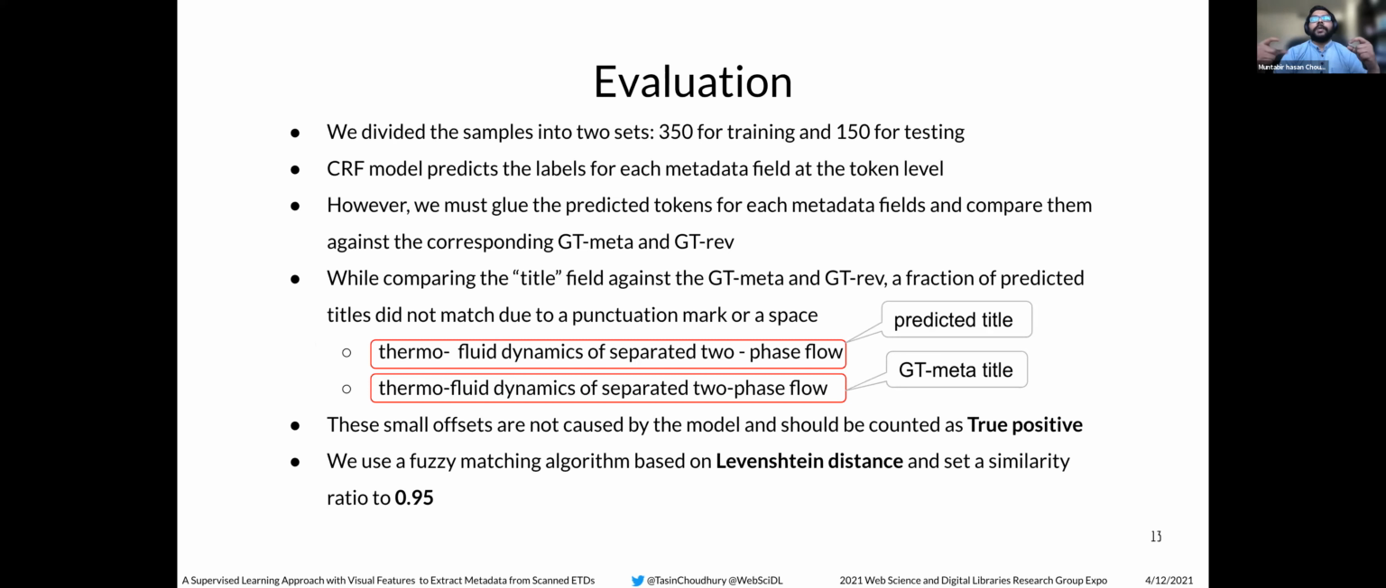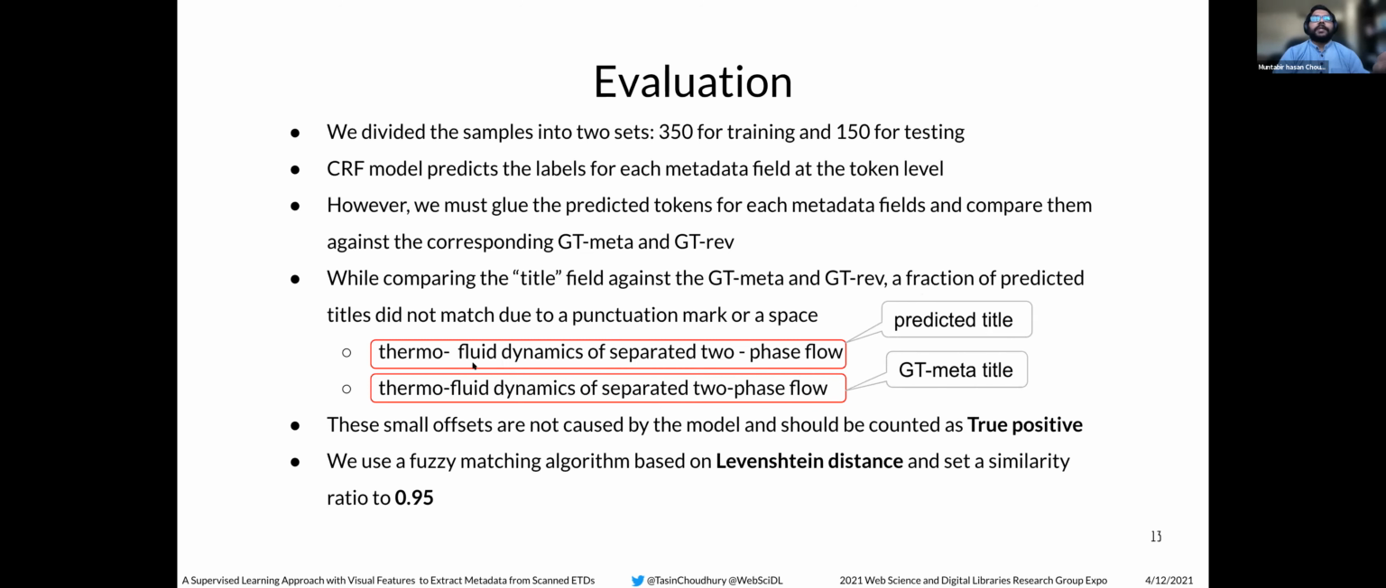But when we evaluate the whole sentence against the ground truth metadata, we have to come up with a way to glue the predicted tokens for each metadata field and compare them against the corresponding ground truth metadata and ground truth revised metadata. While comparing this title field against them, a fraction of the predicted titles did not match due to punctuation marks or spaces. So these small offsets are not caused by the model, and it should be counted as a true positive.